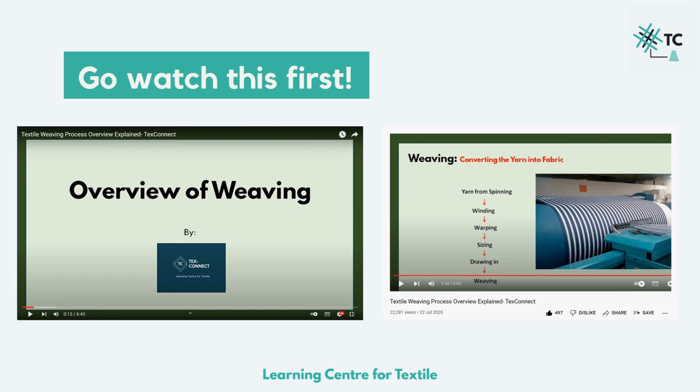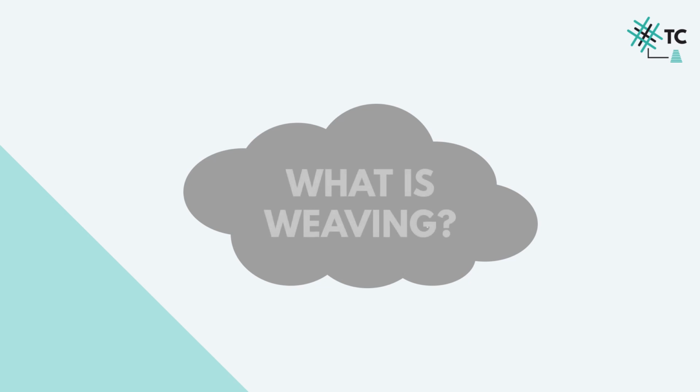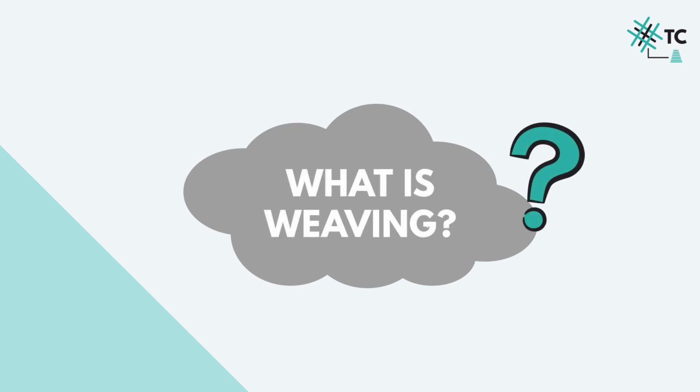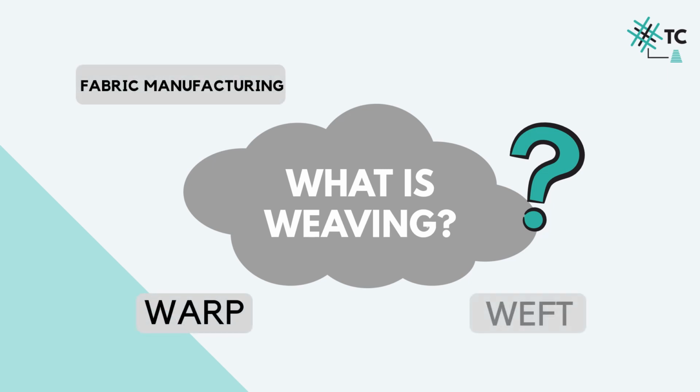Weaving is one of the processes for fabric manufacturing. I want you all to answer me, what is weaving? Just pause the video for a while and type it down in the comments. So that was it. I hope you all got that right. Weaving is the interlacement of warp and weft yarns to produce a fabric.